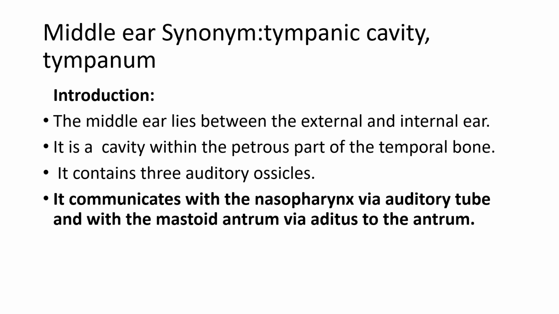The middle ear, which is also called the tympanum or the tympanic cavity, lies between the external and the internal ear. Now, where is it situated exactly? It is a cavity within the petrous part of temporal bone. And what does it contain? It contains many things, but the most important ones are three auditory ossicles. And as we have seen, it communicates with the nasopharynx via auditory tube and with the mastoid via additus to the antrum.